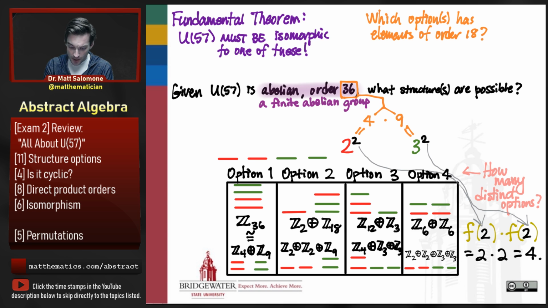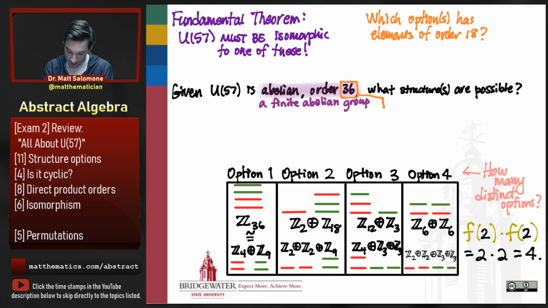So let's start searching. I'm going to clear out some space here. And now we can start looking and asking, how are we going to be able to tell which of these groups, options 1, 2, 3, or 4, will have an element of order 18? Well, let's start with option 1. Option 1 is the only one of these options which is a cyclic group, right? It's a cyclic group of order 36.